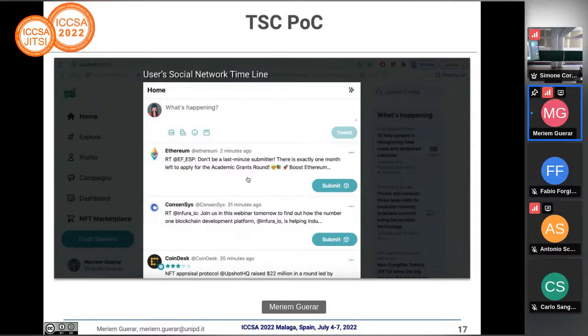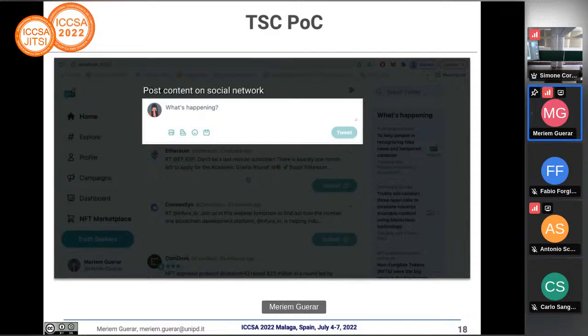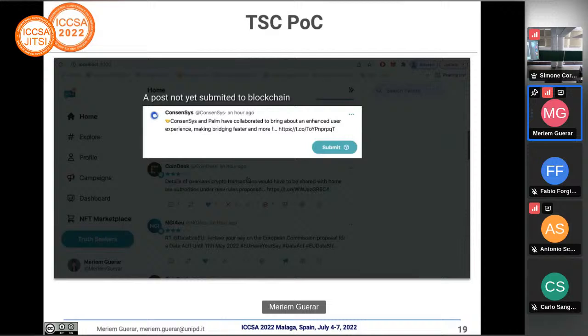In the middle, the user can browse his feed. On top, the user can post a tweet to Twitter. In the timeline, we can notice that there are two types of posts: posts not submitted yet to the blockchain and posts already submitted to the blockchain. You will find posts not submitted yet with a submit button, which allows the user to submit the post hash to the blockchain. The post itself is coming from Twitter and it's not recorded in the TSC database, only its hash, which will be recorded in the blockchain in order to track all the actions and the engagement with the content and to figure out who is responsible for spreading the fake news.